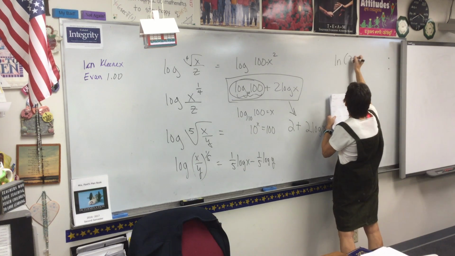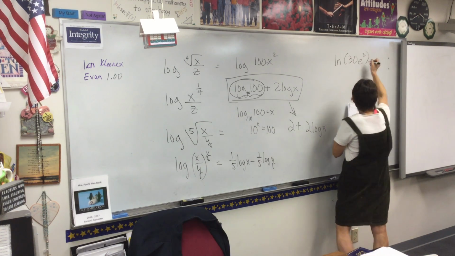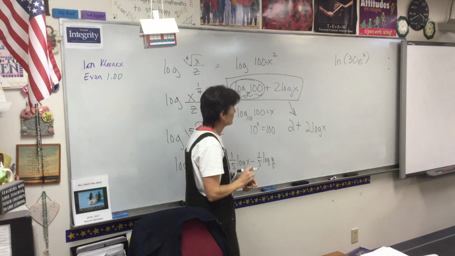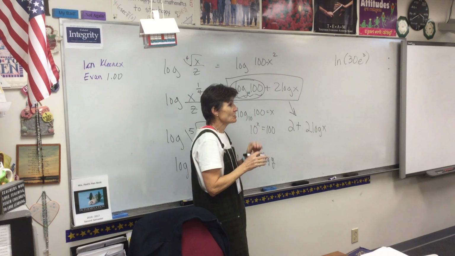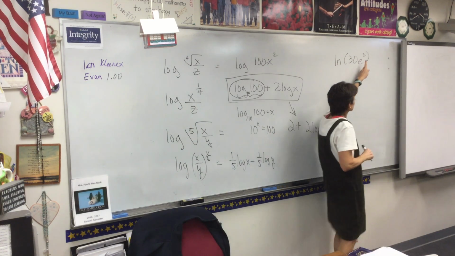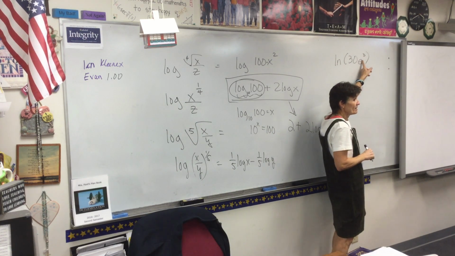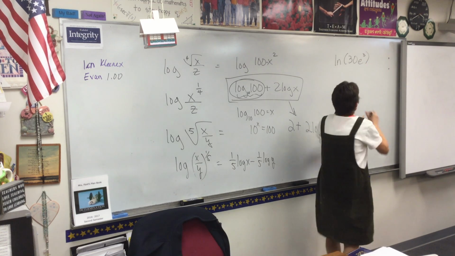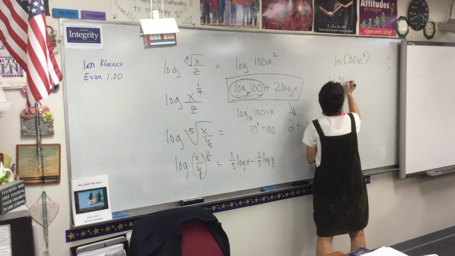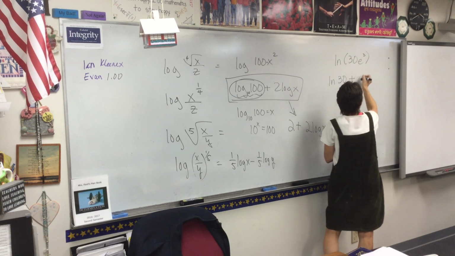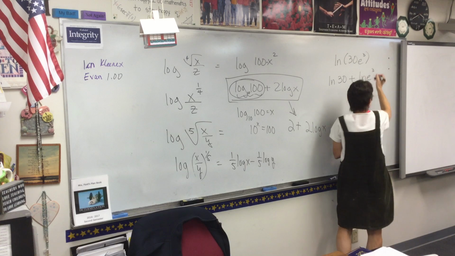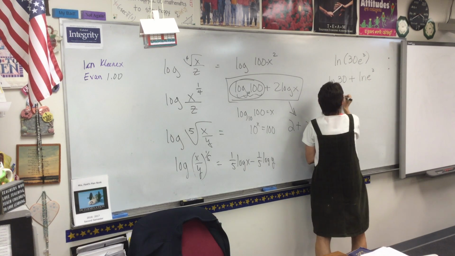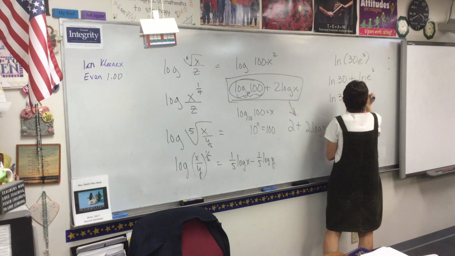ln 30e cubed. This is kind of the same thing. What's it look like when we split it up? Pay attention. Who gets this exponent? The 30 and the e? No. Just the e. So ln 30 plus ln e cubed. And what about that 3? 3 ln e.